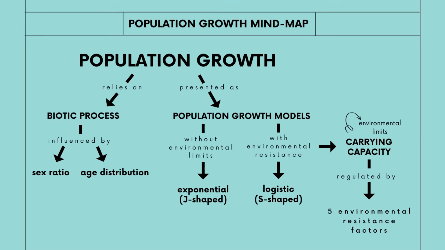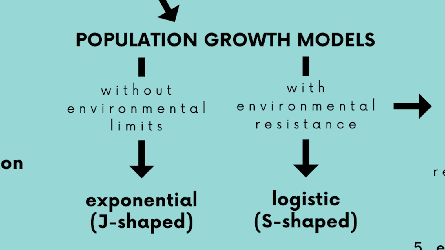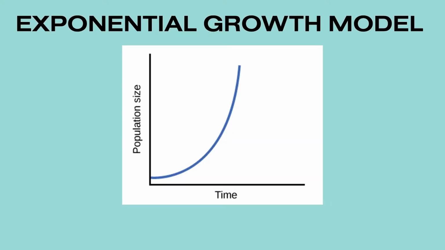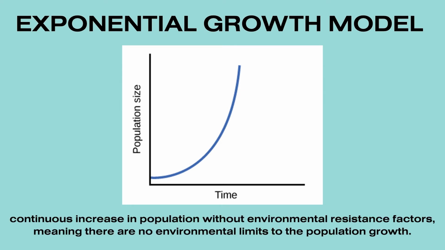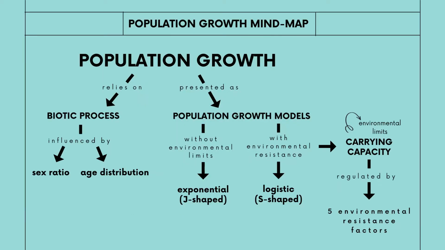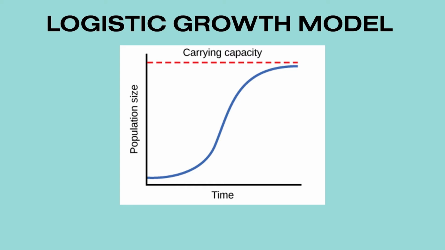Moving on to the two population growth models, the exponential and the logistic. The first one is the exponential growth model presented as a J-shaped growth pattern. It is the continuous increase in population without environmental resistance factors, meaning there are no environmental limits to the population growth. The second model is the logistic growth model exhibited as an S-shaped growth pattern.